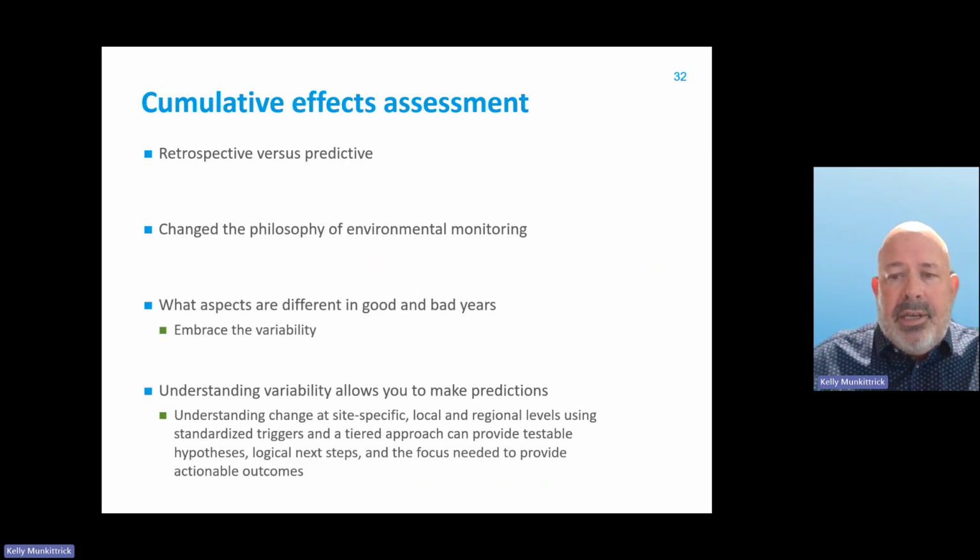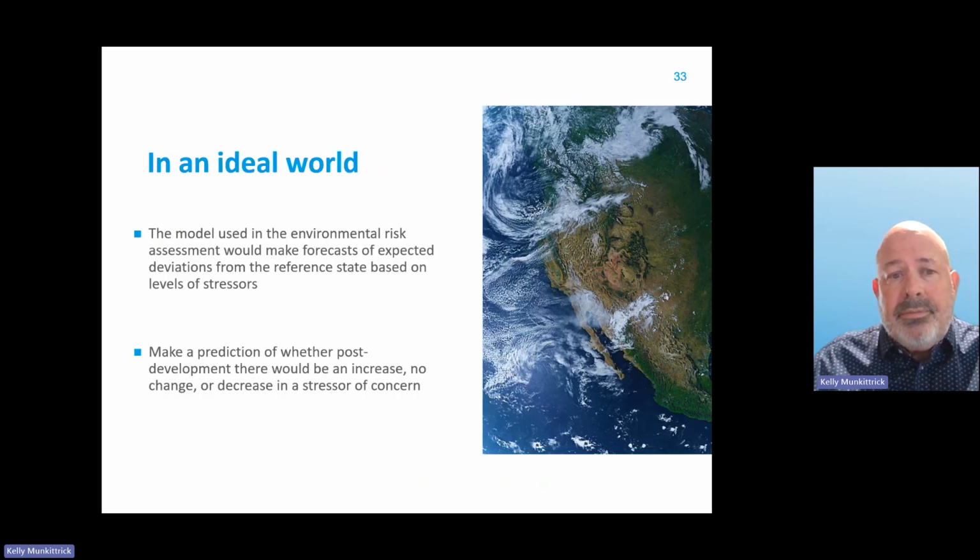And it focuses now on what aspects you want to monitor, the aspects of the environment that are different in good years and bad years, and embrace that variability. And understanding the variability allows you to make predictions. Understanding change at site-specific, local, and regional levels using standardized triggers and a tiered approach can provide testable hypotheses, logical next steps, and the focus needed to provide actionable outcomes.